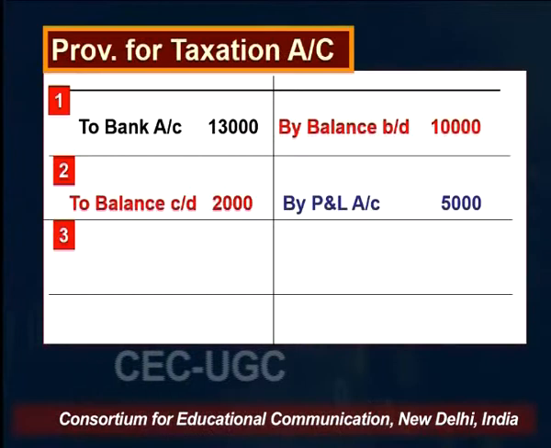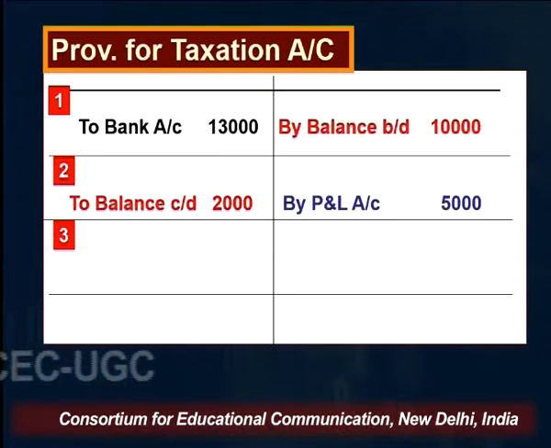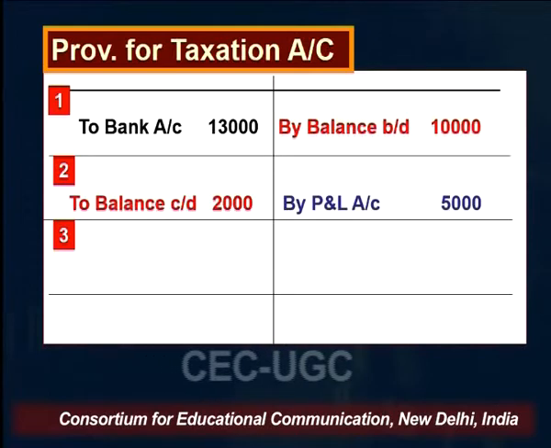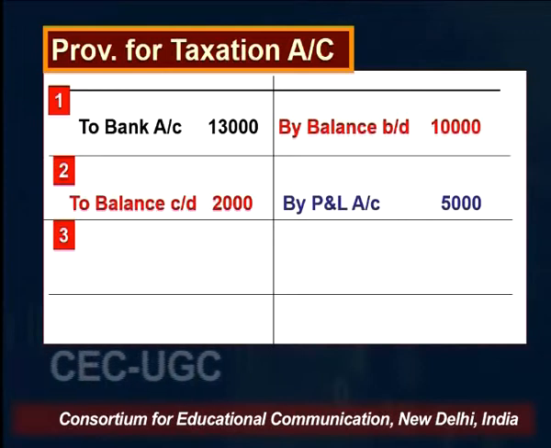Suppose you are provided with the opening and closing balance of provision for taxation account, which means it was present in the balance sheet of both the years. What you will do, you have to go to the working note and simply show the opening balance of provision for taxation account in your ledger posting. So I have shown it here, by balance brought down 10,000 rupees, which means this company had an opening balance of 10,000 rupees on account of provision for taxation, and there is a closing balance of 2,000 rupees. So you will show here to balance carried down 2,000 rupees.